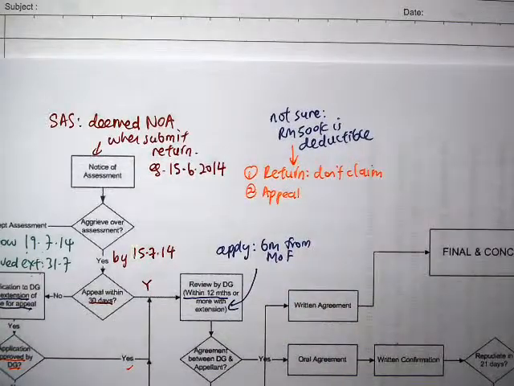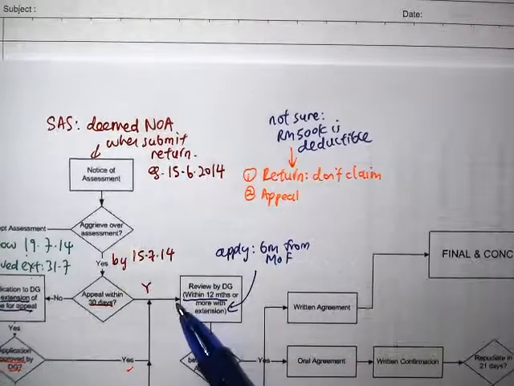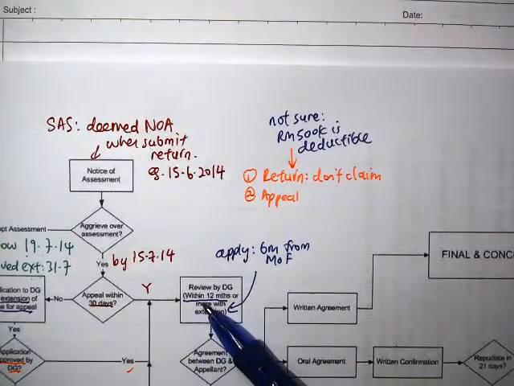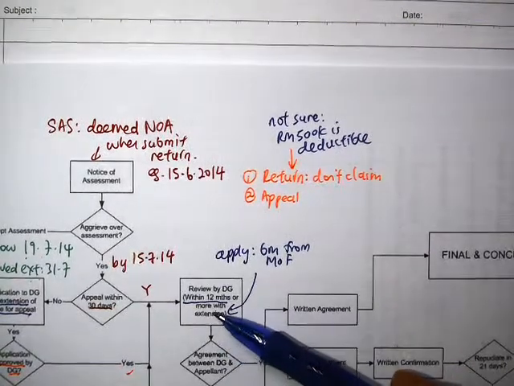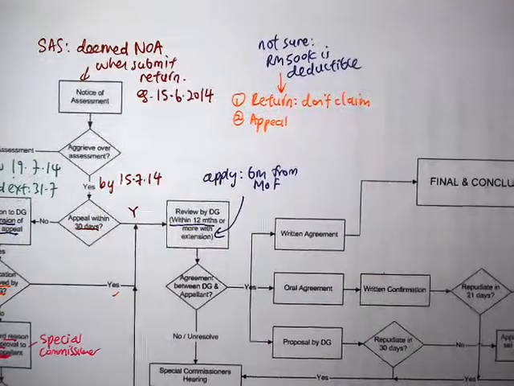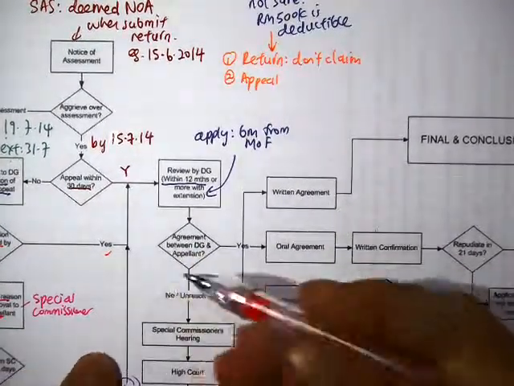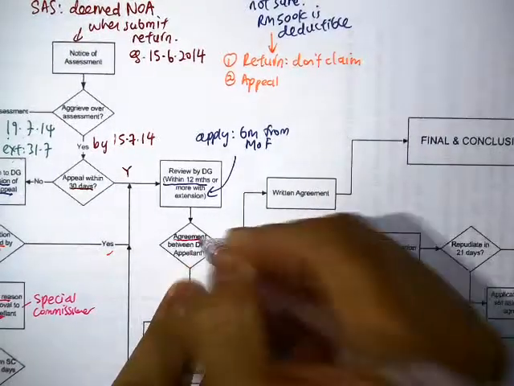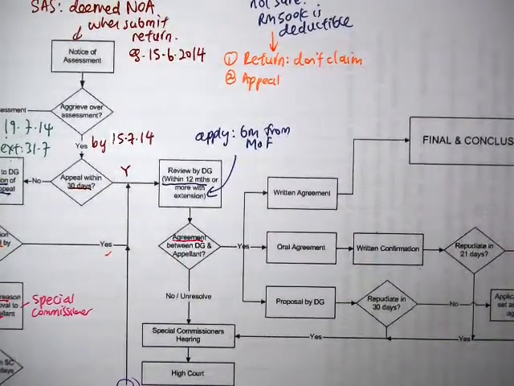So that's why the DG is only allowed in the law to look at a case for 12 months. If 12 months still cannot resolve, he has to pass it on. Or the most is 18 months, with an extension of 6 months. So when the DG looks at a case, we see whether there can be an agreement between the Director General and the appellant. So can you reach an agreement?